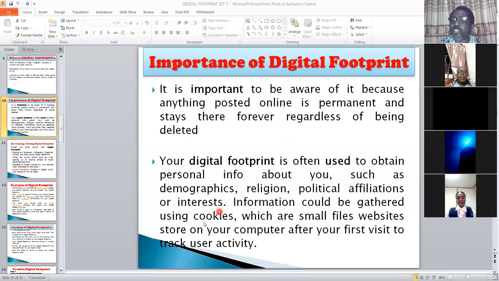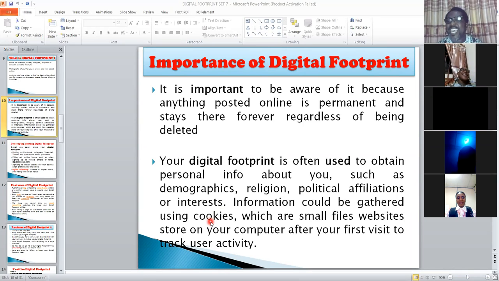Information could be gathered using cookies. There are some things we call cookies in the computer world. As you type, those cookies register them. They will collect your phone number, the type of phone you use, your location, your name, your email, everything about you without telling you. You wonder about LinkedIn: everybody links together. That's why we call them LinkedIn. They link with Facebook, link with Google, link with everything.